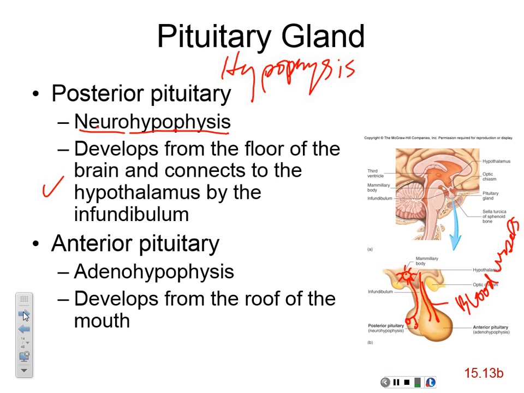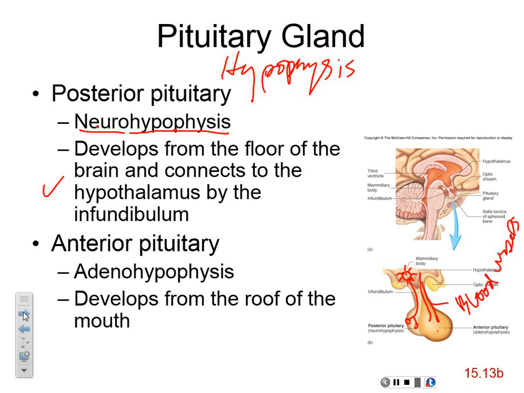Blood vessels connecting the hypothalamus to the anterior pituitary will carry the hormones that were produced there. Gonadotropin releasing hormone, for instance, will cause the release of the gonadotropins, which are LH, luteinizing hormone, and FSH, which are involved in reproduction. Or it will release growth hormone releasing hormone, and then the anterior pituitary will release the growth hormone itself.